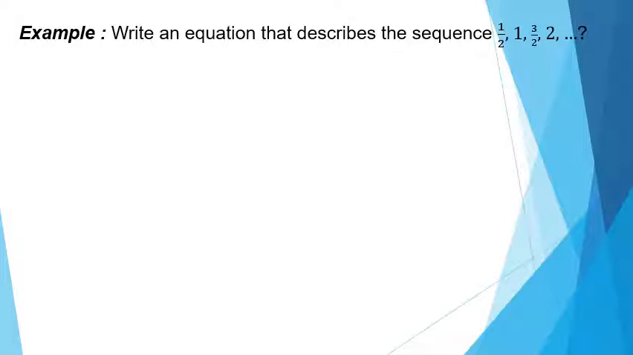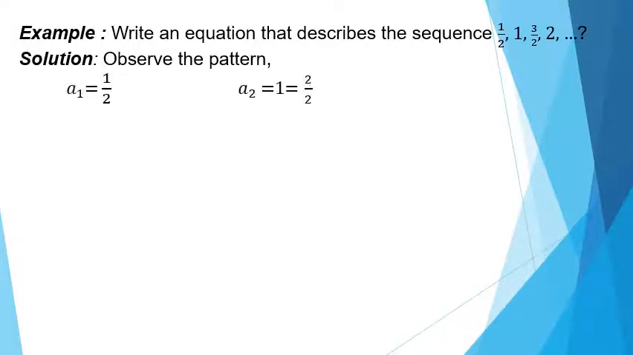Another example, write an equation that describes the sequence 1 half, 1, 3 halves, 2, and so on. Observe the pattern. Isa-isahin natin. We have a of 1. Ang a of 1 natin, 1 half. A of 2. So, para maging similar sa may denominator na to, gumamit tayo ng or i-change natin yung whole number into fraction with a denominator of 2. So, 1 is equal to 2 halves.